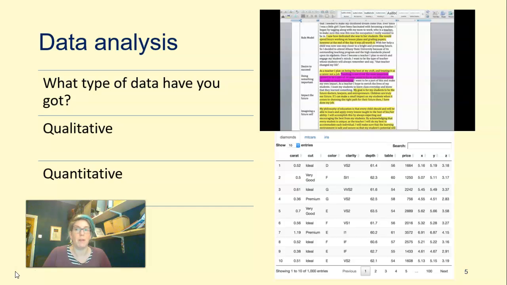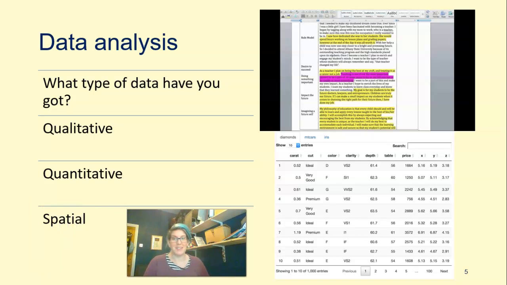So your data analysis strategy and the way in which you decide to present your findings are very much determined by the type of data that you've got. So you could have been carrying out research that produced qualitative data or quantitative data, or perhaps even spatial data. So there are examples of two different formats of raw data here. The top image is of a coded transcript, which is a method that we discussed in a previous presentation, and the bottom image is a data table.